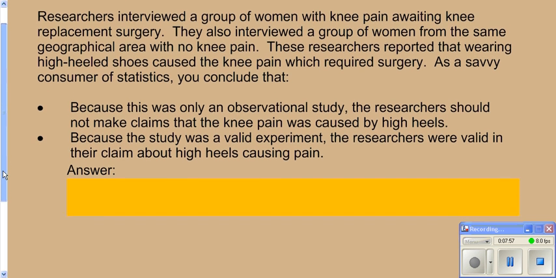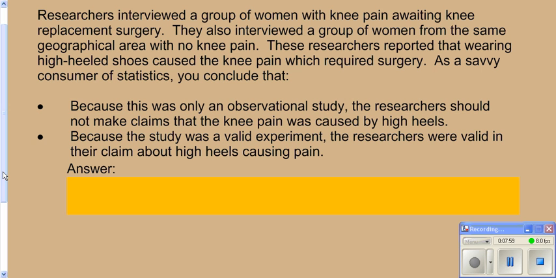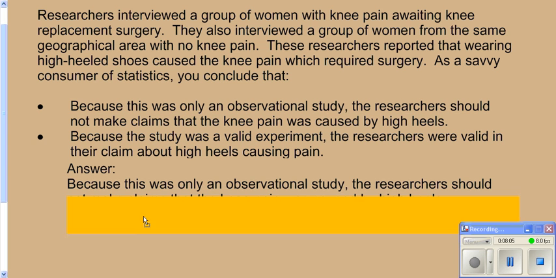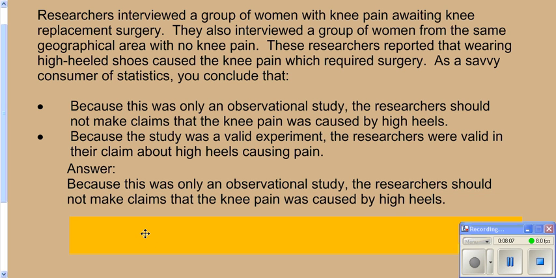Okay, causation. Taking a look here, reading through the problem, what would you conclude? Well, you would conclude that based on it being an observational study, you can't make any firm claims.